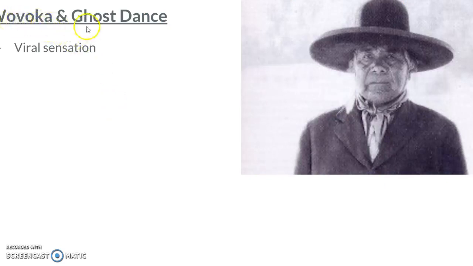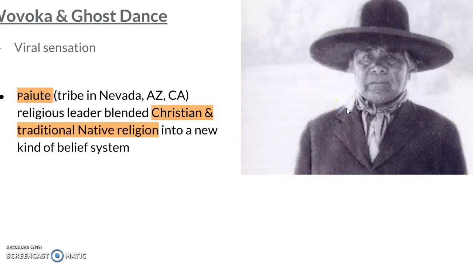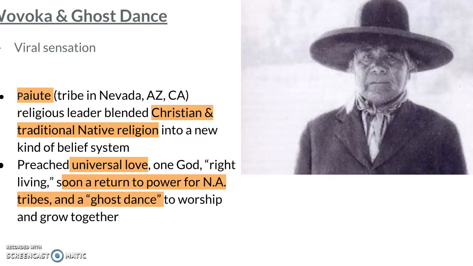With that, we have Vovoka, this amazing preacher who came on the scene. He was from a tribe that you maybe aren't familiar with in Nevada, Arizona, and California, called the Paiute tribe, and he kind of came up with a new brand of religion. He mixed traditional native religion with Christianity into a new kind of belief system, kind of like that other preacher, Carl Lentz, has taken Christianity and presented it in a way that's super appealing to very famous people.